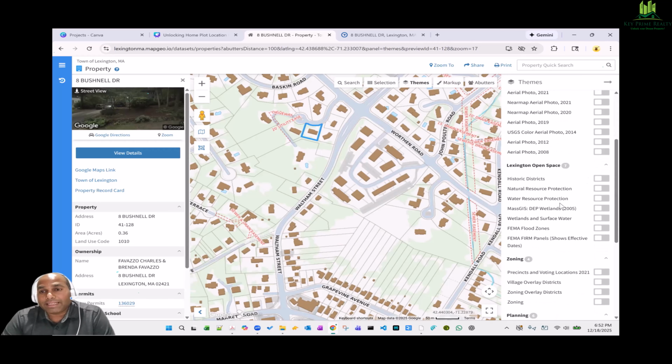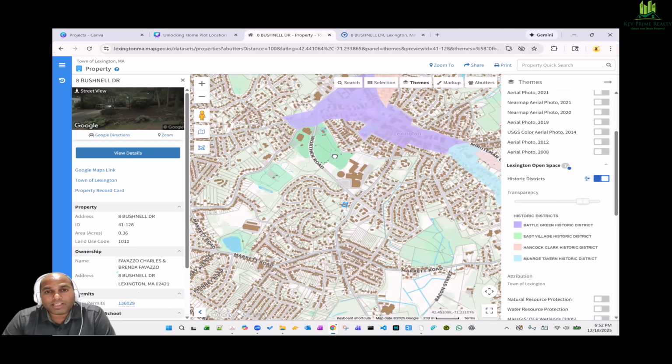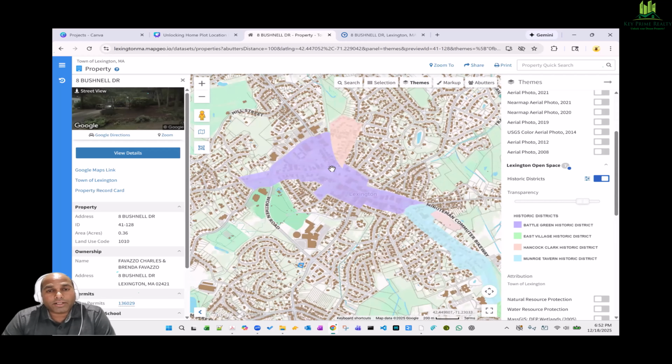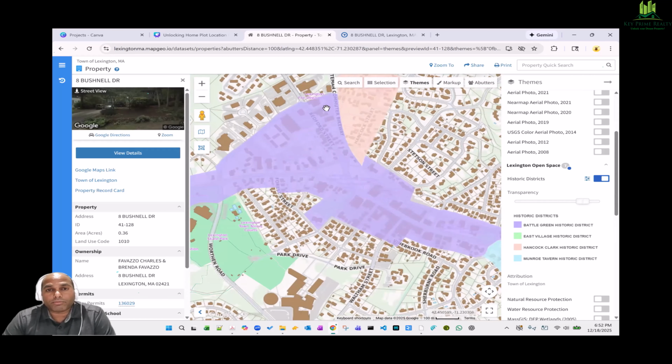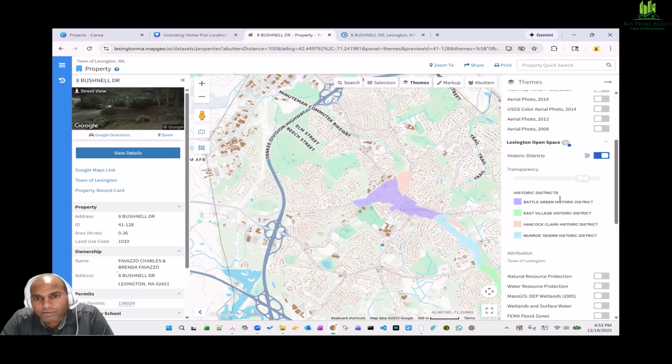Then Lexington open spaces. So this tells us what the historic districts are. This happens to be the historic district in Lexington town. There could be other sections too, but historic districts have additional zoning restrictions. Lexington doesn't let you demolish a property if it falls in the historic district. Maybe they let you develop behind. Maybe you need to maintain certain aspects of the property if it happens to be in the historic district. So that gives us that information within the map itself.